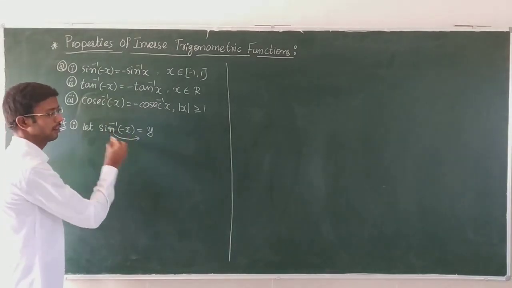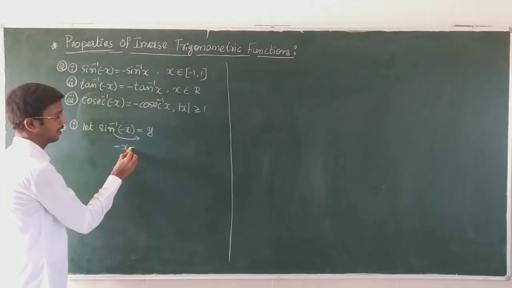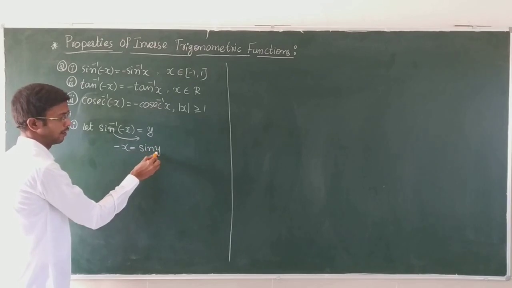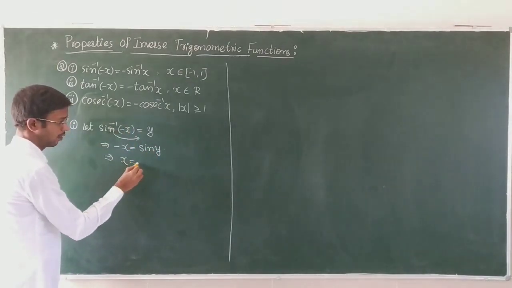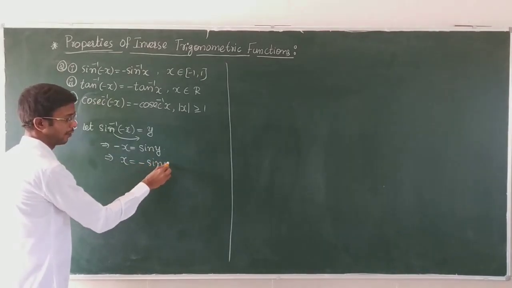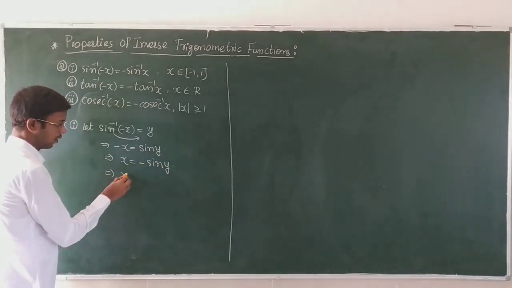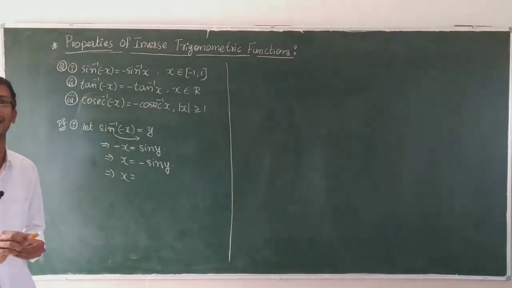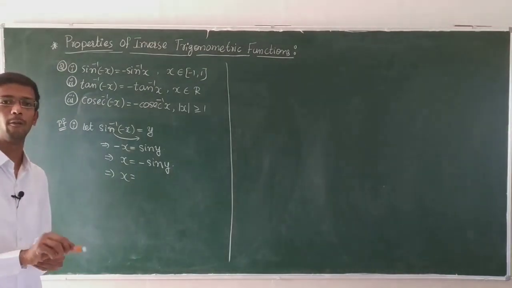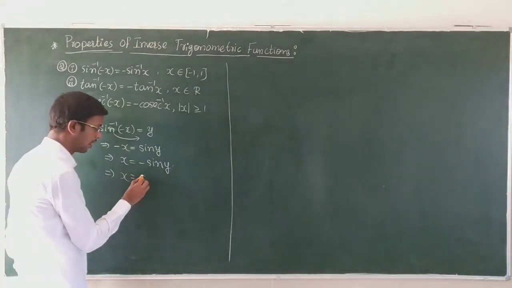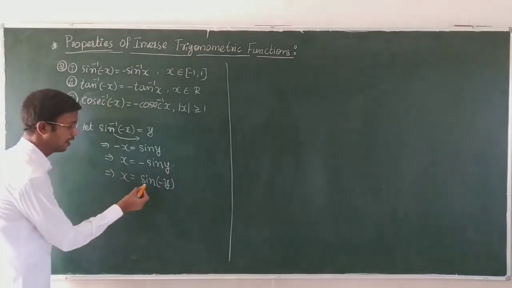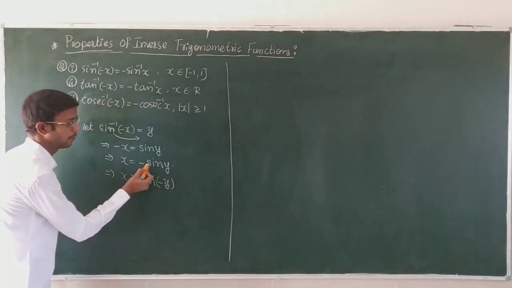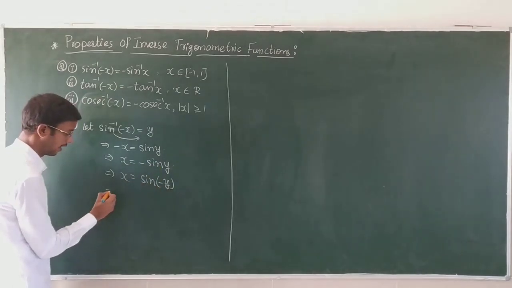Next, taking sin on the right side, minus x is equal to sin y. So x is equal to minus sin y. We have the formula sin of minus theta is minus sin theta. So we can write here sin of minus y, reverse formula. Sin of minus theta is minus sin theta. What is the x?